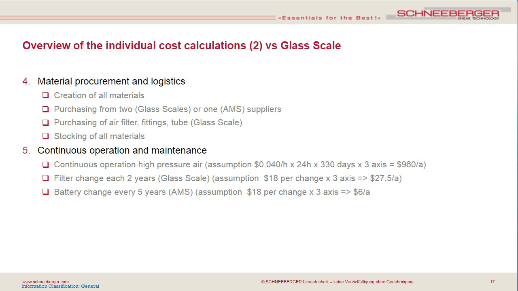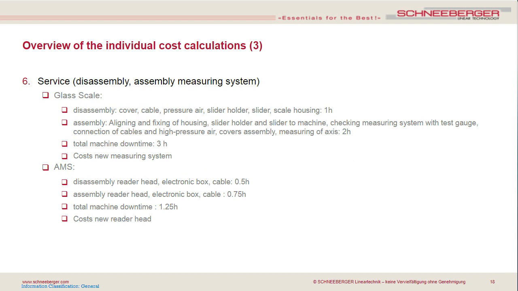Overview of the individual cost calculations. Service, disassembly, assembly, measuring system, glass scale. Disassembly of cover, cable, pressure air, slider holder, slider, scale, housing takes 1 hour. Assembly, aligning and fixing of housing, slider holder and slider to machine, checking measuring system with test gauge, connection of cables and high pressure air, covers assembly, measuring of axis, takes 2 hours. Total machine downtime, 3 hours, plus cost of new measuring system.